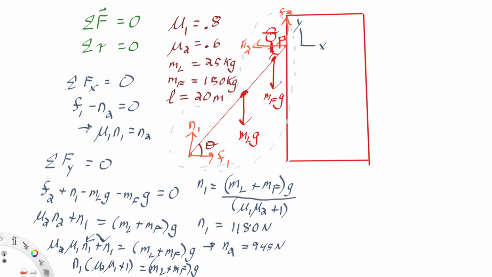And then, of course, if N1 is 1180, then the friction at F1 is equal to 945. And if N2 is 945, then that means that F2 is 570. I'm rounding here. Everyone with me so far?